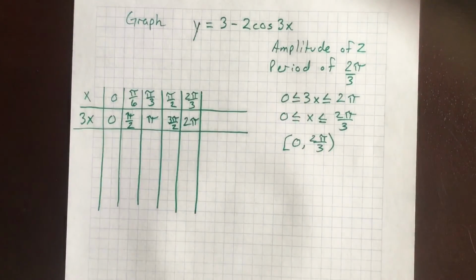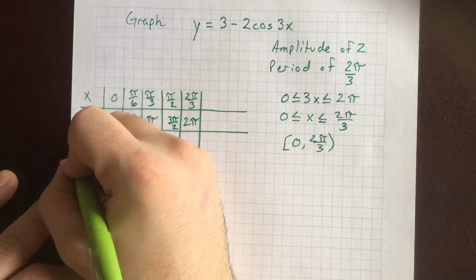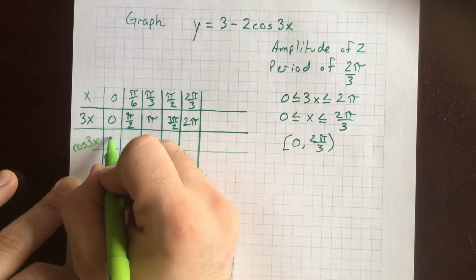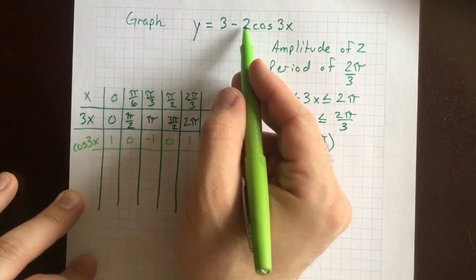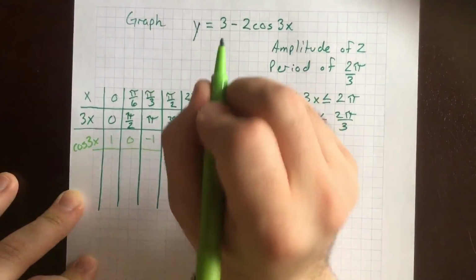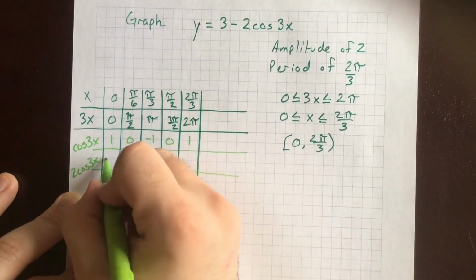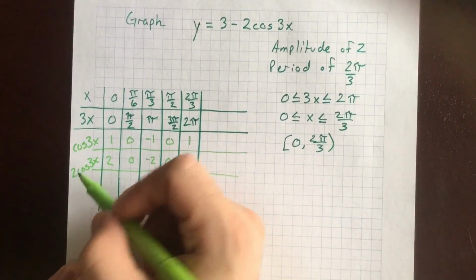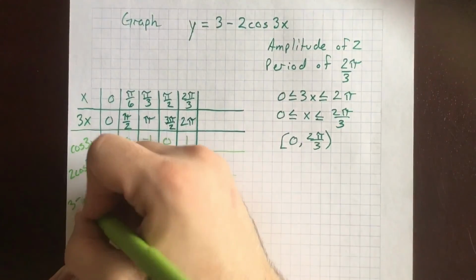So changing the colors here. We have cosine of 3x. So cosine of 0 is 1. Now we're going to add the 2 in the front of it, not the negative 2, and you'll see why. Just the 2 cosine of 3x. So that gives 2, 0, negative 2, 0, 2. The reason I don't use the negative here is I'm going to do 3 and simply subtract the previous line.